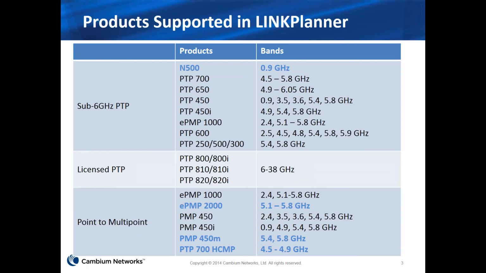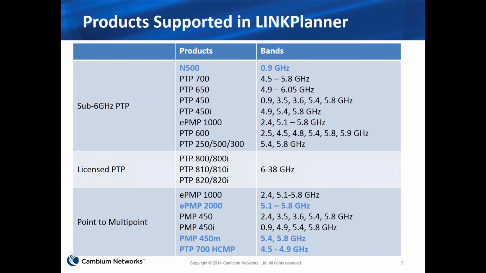So just a quick overview of all the products we support in LINKPlanner. The ones highlighted in blue are the new ones that we're going to be looking at today. So we've added the N500 from the new CN Reach family. That's just been launched in about the last hour. Check out the Cambium website for more details on this new and exciting product as we step into the Internet of Things. We've also expanded our PMP portfolio of products with the PMP 2000, the PMP 450M, and the high-capacity multipoint feature on the PTP 700 product.